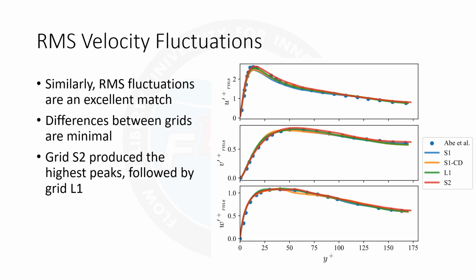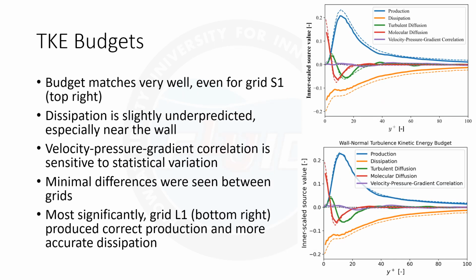So these again suggest that not only is grid S1's mesh length scale perhaps not small enough, but this suggests that the domain may not be large enough. Now let's look at the turbulence kinetic energy budgets. So you can see that the budgets match the validation data very well, even for the coarsest grid, grid S1 in the top right. However, you will see that dissipation is underpredicted from the wall toward the center line, with the largest magnitude of error near the wall, whereas the largest proportional error is near the center line, where you're looking at about 50% error there.